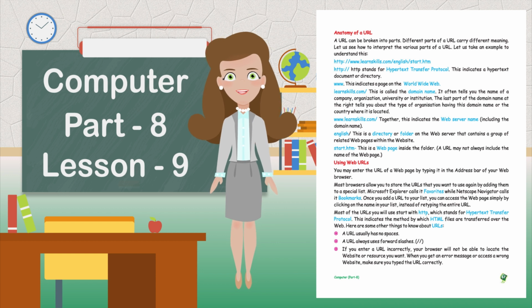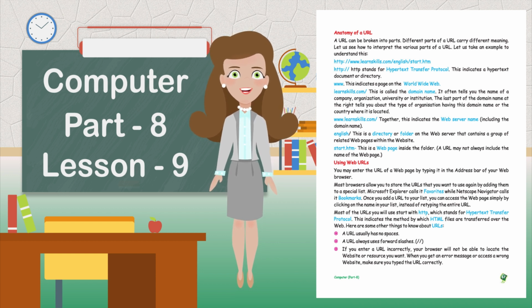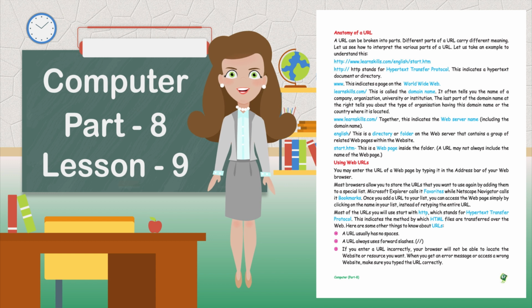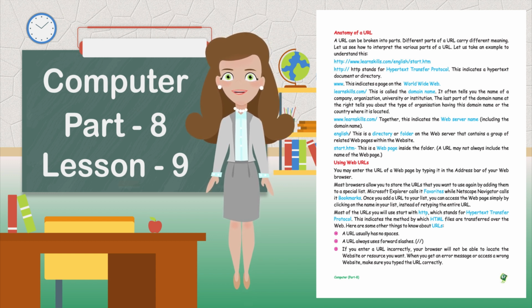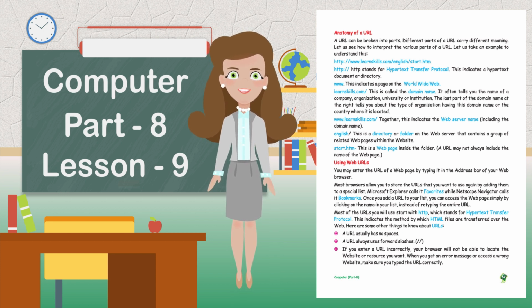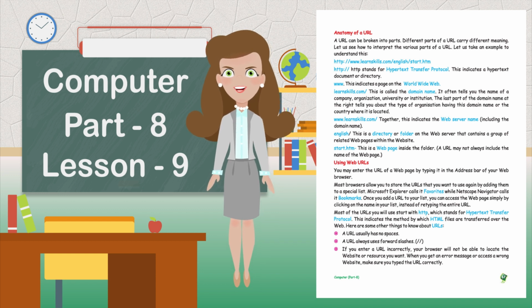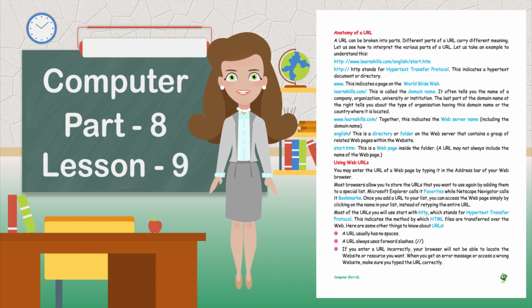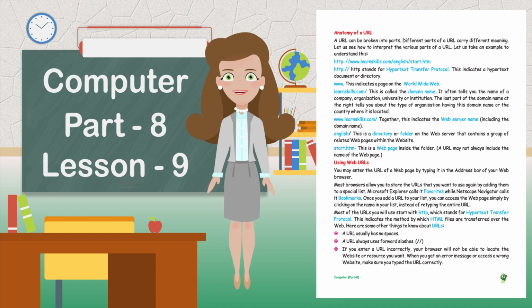Learnskills.com. This is called the domain name. It often tells you the name of a company, organization, university, or institution. The last part of the domain name at the right tells you about the type of organization having this domain name or the country where it is located. www.learnskills.com. Together, this indicates the web server name including the domain name.